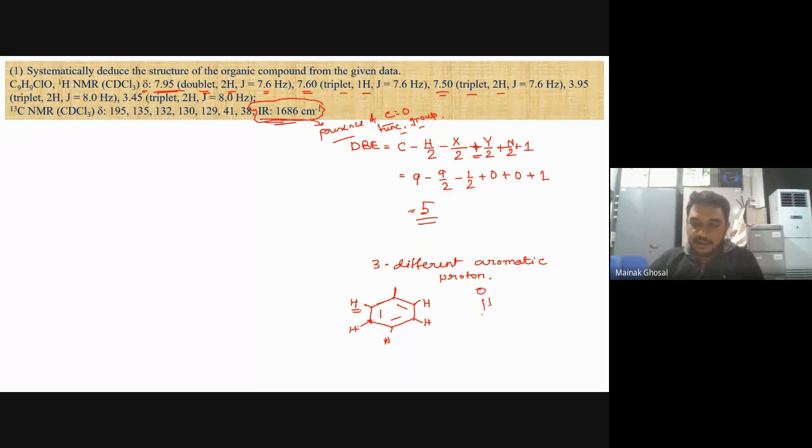Now you don't know what to do and how much is left. You see only two signals are left, 3.45 and 3.95, and from the splitting pattern you can see one is a two hydrogen triplet and another one is also a two hydrogen triplet. So what molecular formula do you get? C6H5. Here another CO is there, so C7H5O. If anybody is not understanding, please tell me.